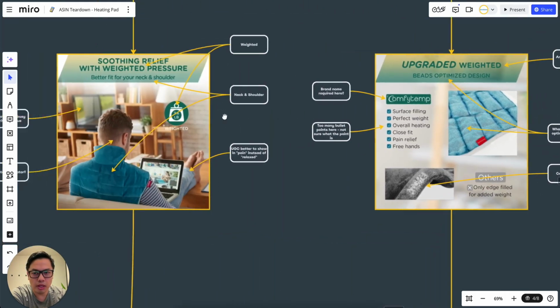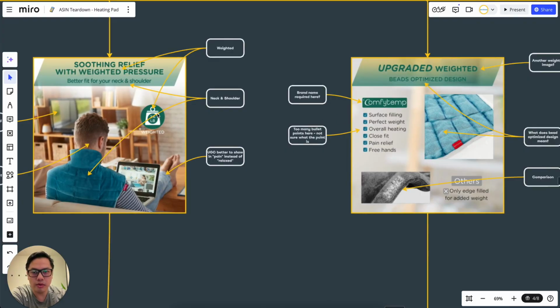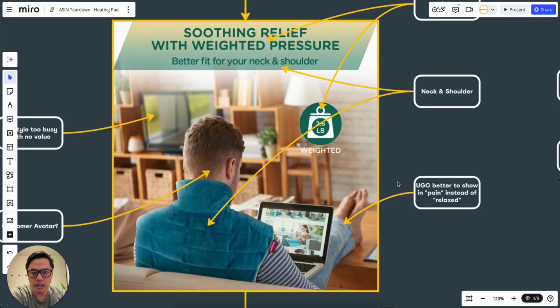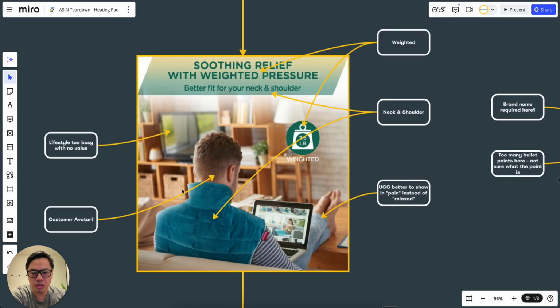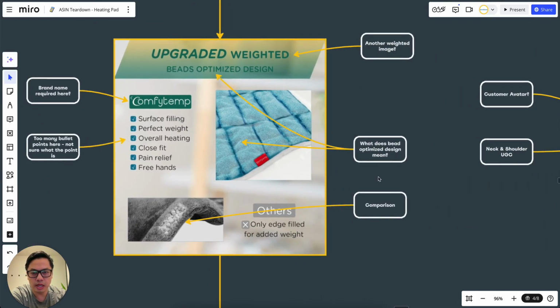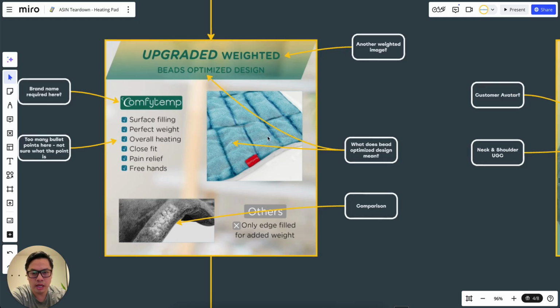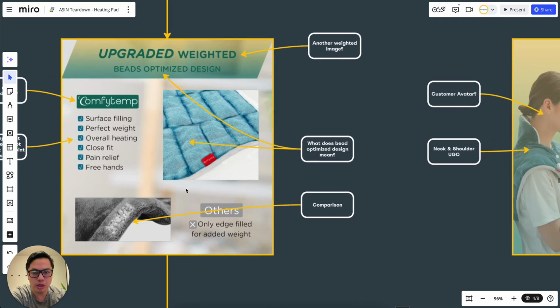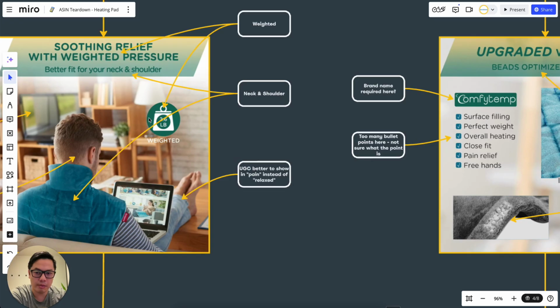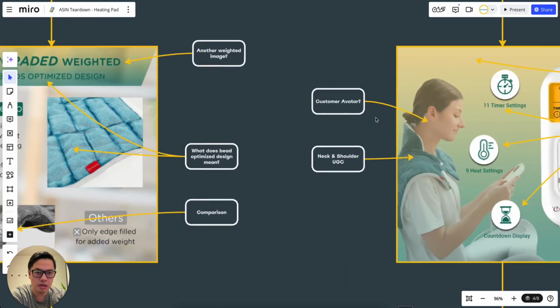The main goal when it comes to these images is the customer should know exactly what they're talking about within less than 3 seconds. So again, in this case, talk about neck and shoulder. Show a UGC and talk about pain relief. This one here, I would talk about just weights, weighted. Get rid of all of this stuff here, and really pinpoint why. You can do it by comparison, so that works as well. But why? Why do we need weight in here? And then I'll probably move this weighted one into this one here.